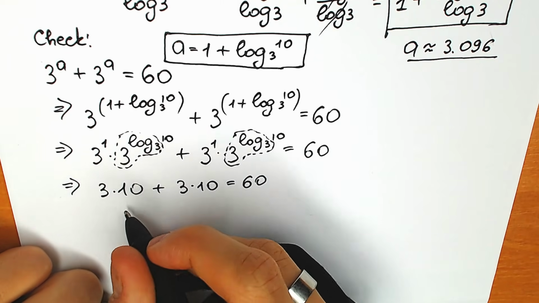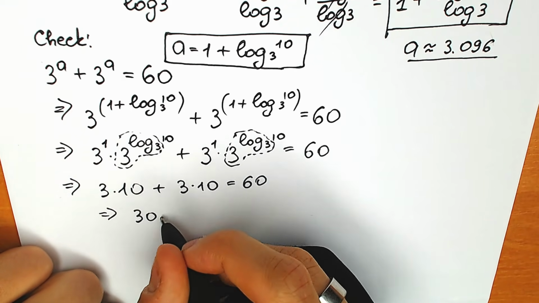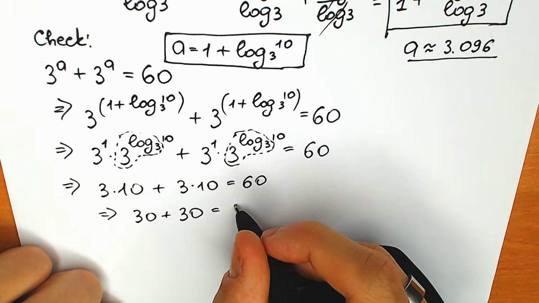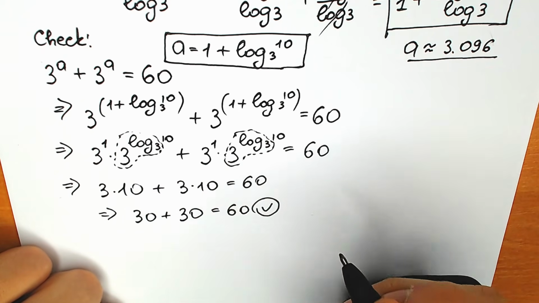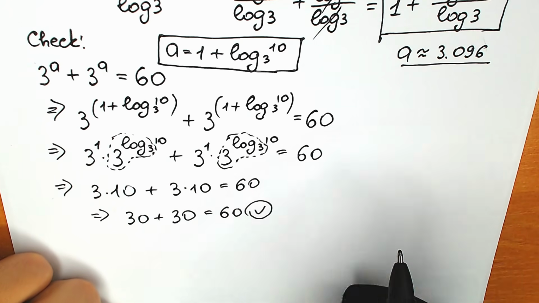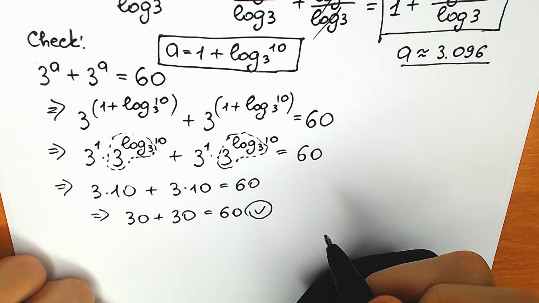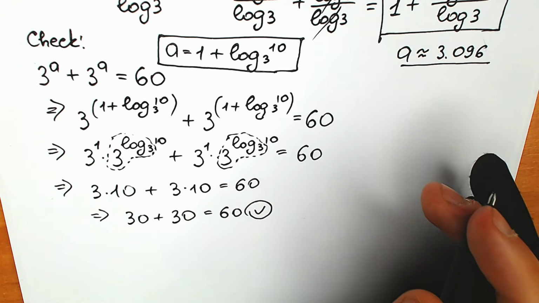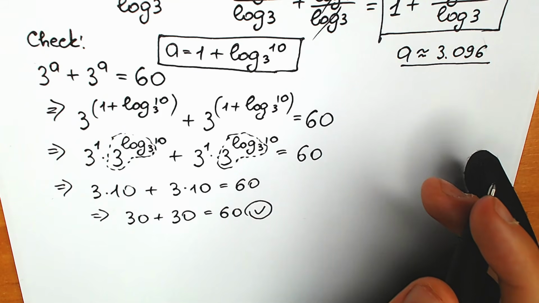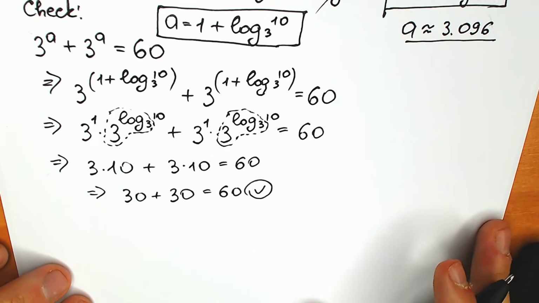Yeah, so we have 3 times 10, we have 30 plus 30 equal to 60. So everything is great. So our root is correct root. You can easily see it. We proved it. So we can write our final answer to our question, and then in the end of the video I'm going to show you a few thoughts how can we find a complex root. So let's do it right now.